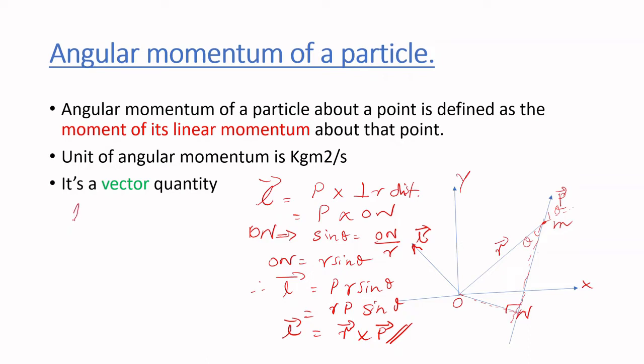So the minimum value of L is equal to 0. That can happen when R is equal to 0 or P itself is 0, that is, its velocity is 0. P equal to 0 means P is mv. M cannot be 0, so V has to be 0 so that P will be 0. So the particle is not moving, or the particle is situated at the origin. The other condition is theta equal to 0 or 180 degrees. 0 means P and R are parallel to each other, and 180 means they are anti-parallel to each other.